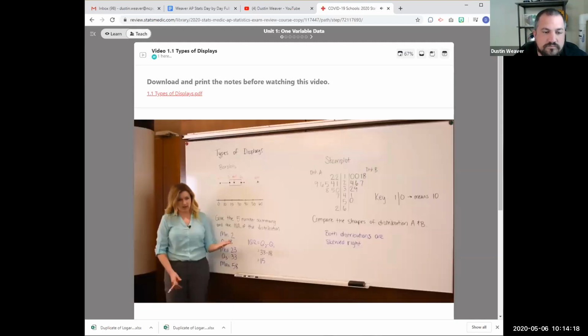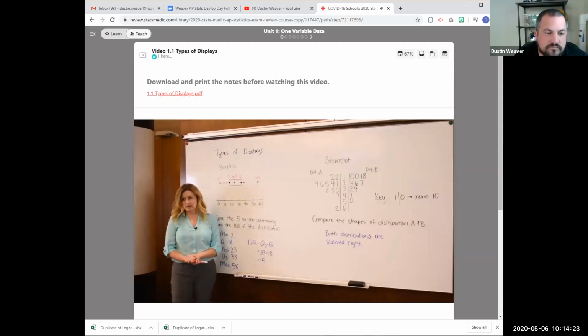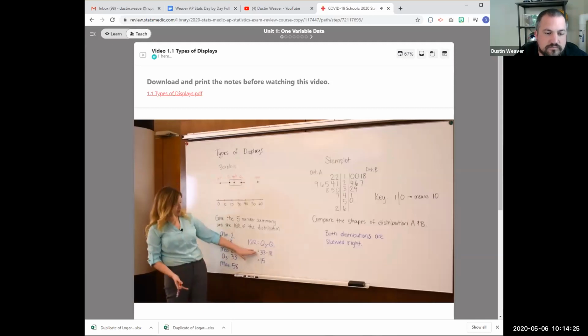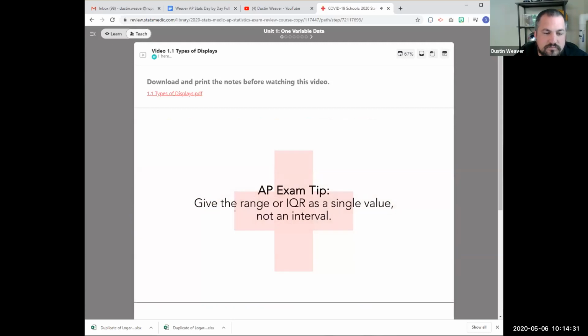Now we're also asked to give the IQR for the distribution. A very common error that we see on the AP exam is students giving an IQR of 33 minus 18 or 18 to 33. Make sure when you're giving your IQR that you don't list it as an interval, but instead you should have a single value of 15.